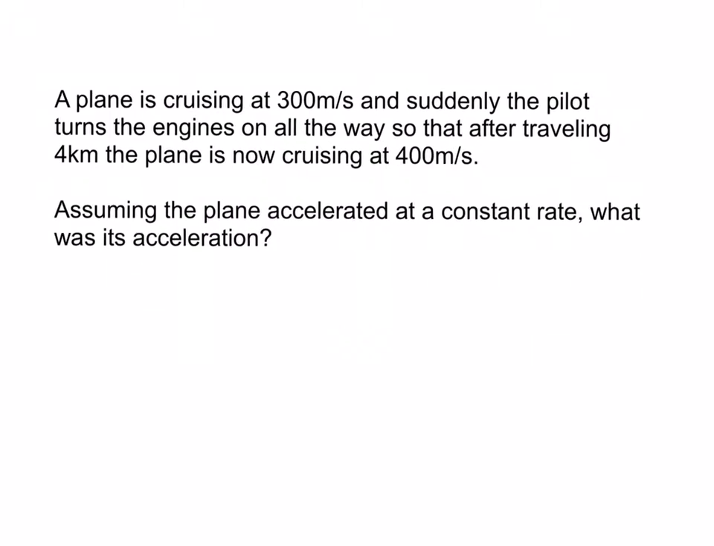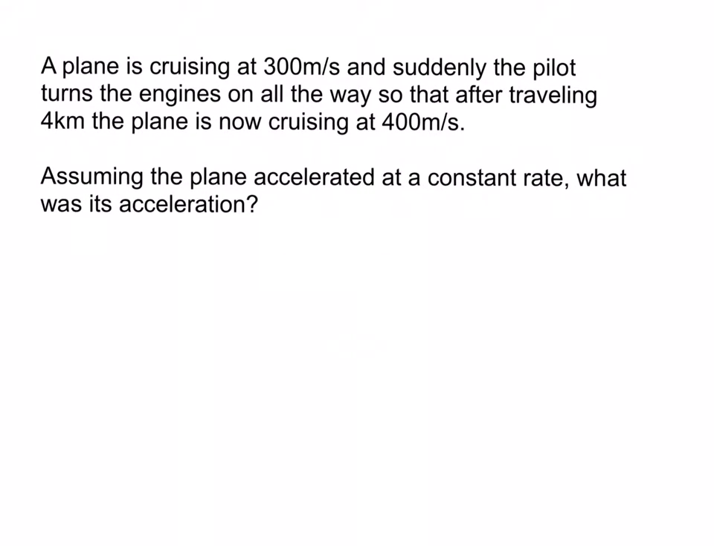We've got this plane. It's cruising at 300 meters per second, and suddenly the pilot turns the engines on all the way, so that after traveling 4 kilometers, the plane is now cruising at 400 meters per second. So, assuming that the plane accelerated at a constant rate, what was its acceleration?